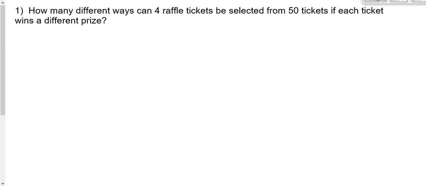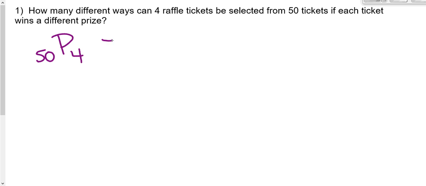Number 1, how many different ways can 4 raffle tickets be selected from 50 tickets if each ticket wins a different prize? Okay, so it's like you have 4 distinct things because each one has a different prize. So what's the total number of objects? That would be 50. And how many are being selected? That would be 4. So we have 50P4.